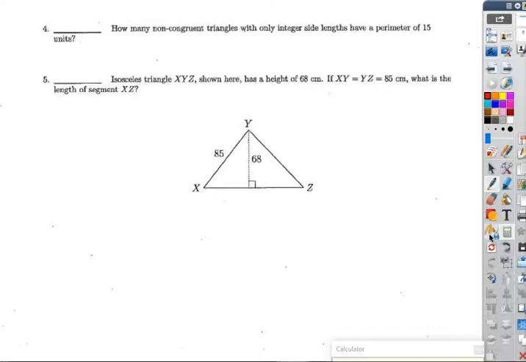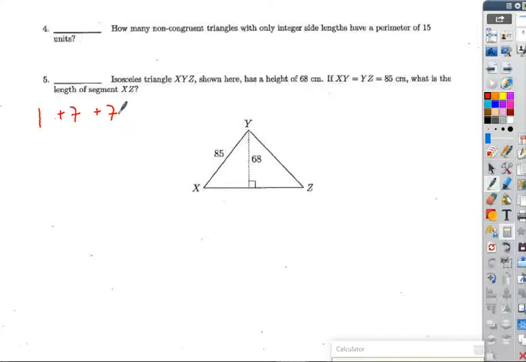And so we need to make an organized list, right? So the easiest way to do it is let's start with the smallest possible side length. So if we have a side length of 1, that means the other two side lengths have to equal 14, right? So we could have 7 and 7.